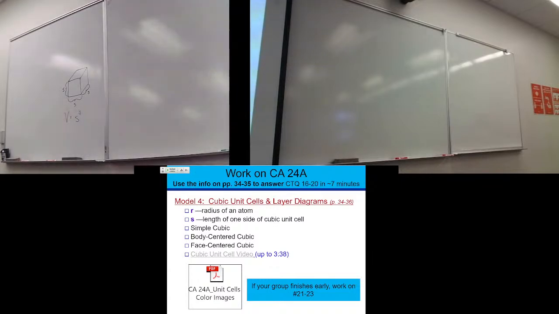Okay, so for 19, simple cubic, how many? Just 1. Body center cubic? 2. Face center cubic? 4. So the corners count as 1, and then there are 1, 2, 3, 4, 5, 6 faces. Each counts as a half. So 6 times a half is 3. So the 3 from the faces plus the 1 from the corners. That's 4 total atoms. So 4 for FCC.